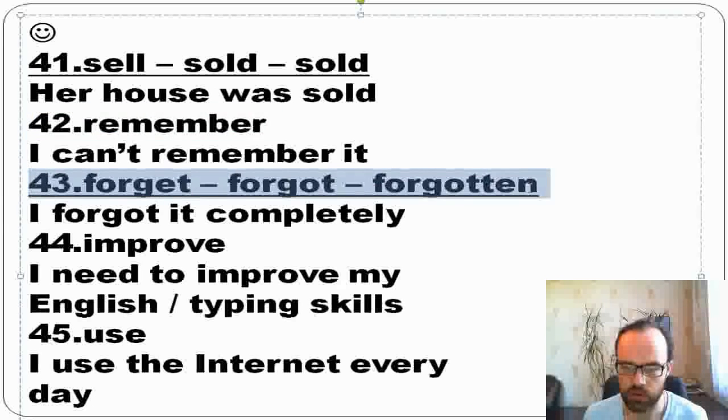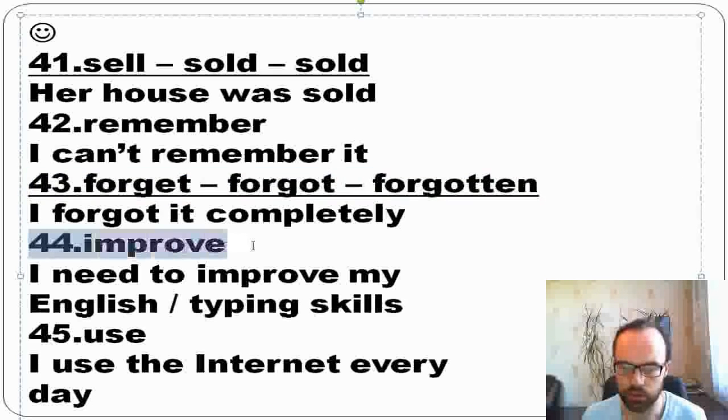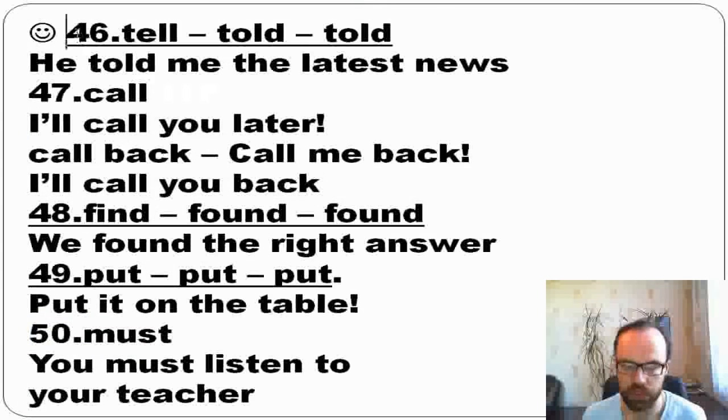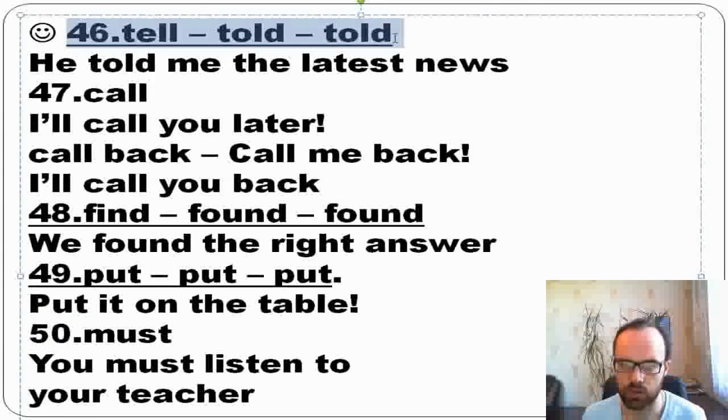Forget, forgot, forgotten. I forgot it completely. Improve. I need to improve my English. I need to improve my typing skills. Use. I use the internet every day. Tell, told, told. He told me the latest news. Call. I'll call you later. Call back. It's a phrasal verb. Call me back. Okay? So I'll call you back.